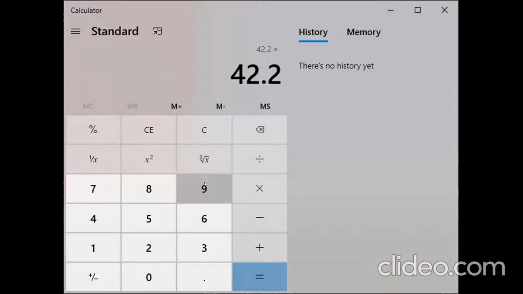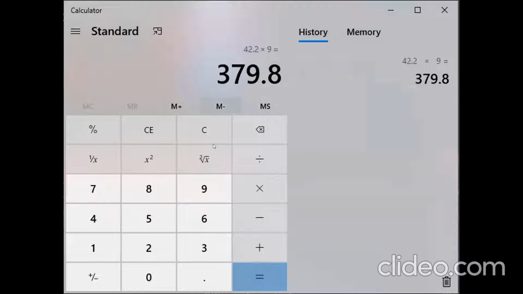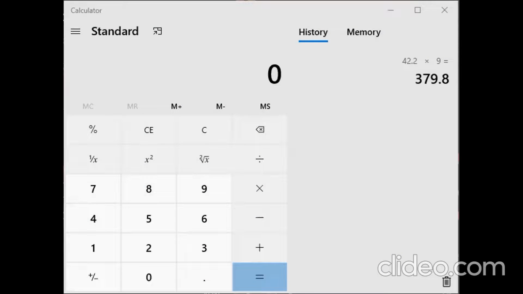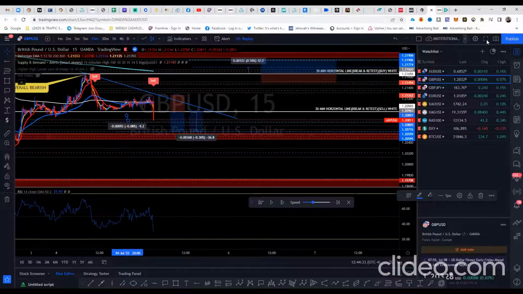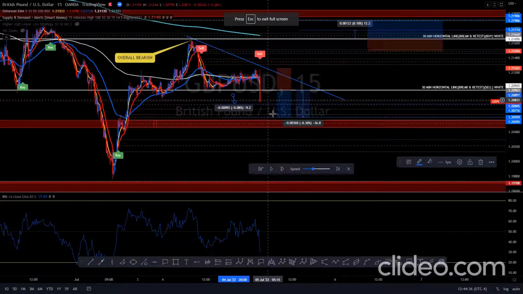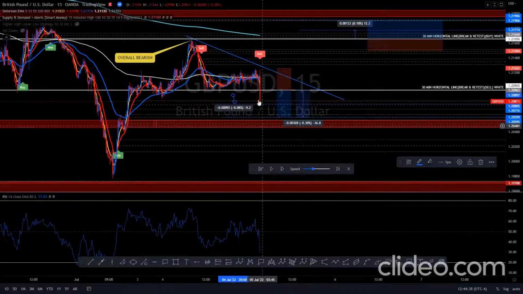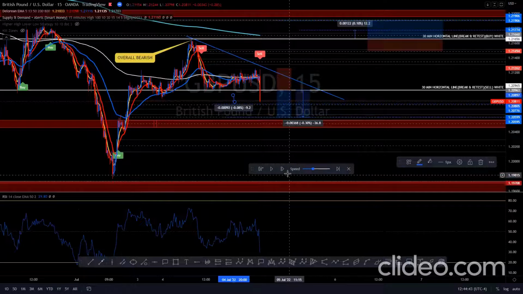$42.20, you times that by 9 pips. I mean, you'll get 350 plus profit. So you might be able to get away with that. A better entry would be better, but that candle was gaining a lot of momentum. So this is a master candle. A master candle never fails. More likely you'll get some pips from that.